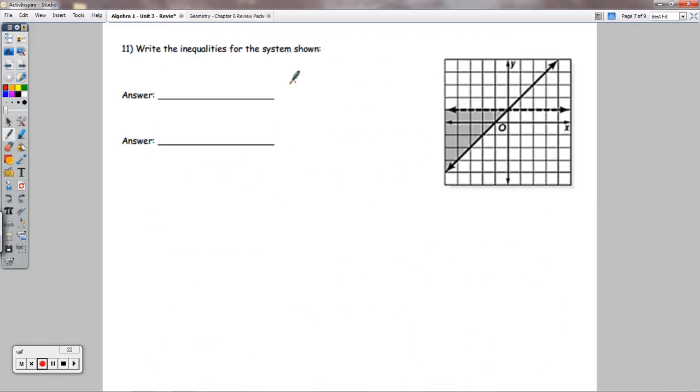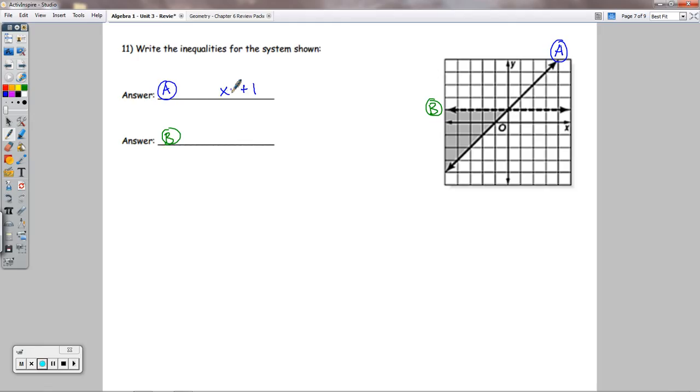So write the inequalities for this system shown here. So it looks like, oh, I could call this A, and I could call this other line B, just to make it easy to talk about. So I'll go with B on that one and A on that line there. It looks like I'm going up one, right one. Here's the origin, and so I have an intercept of 1. And if I go up one and right one, my slope is also 1.